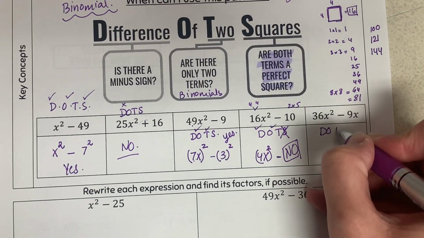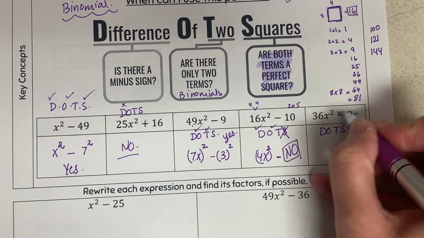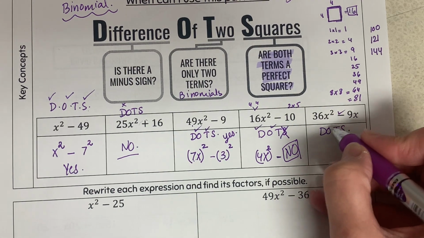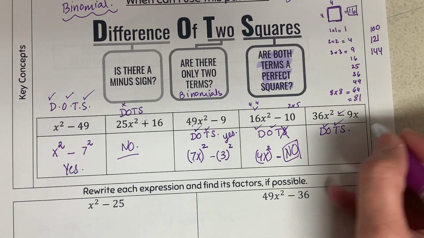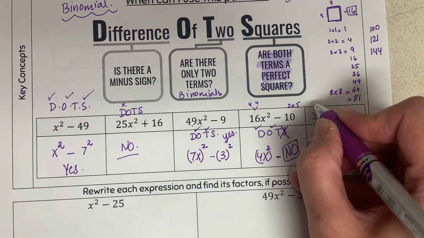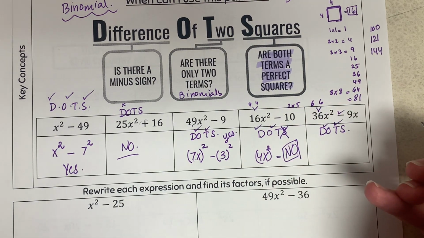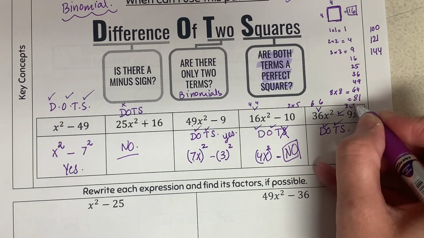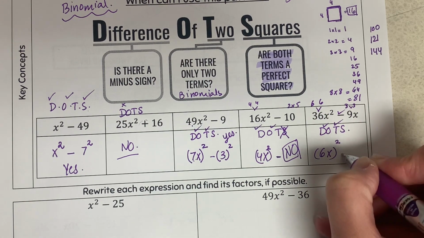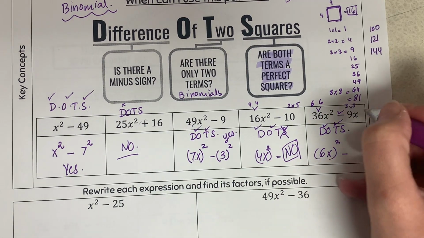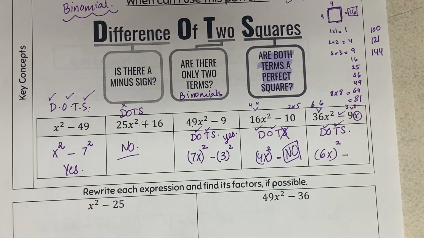Let's try this one. Is it a difference? Yes. Two terms, yes. Are those two terms perfect squares? Let's check. 36: 6 times 6 is 36, yes, and 3 times 3 is 9. So yes, this is... oh, actually no, this is not. Look at that. 9 has an x with it.